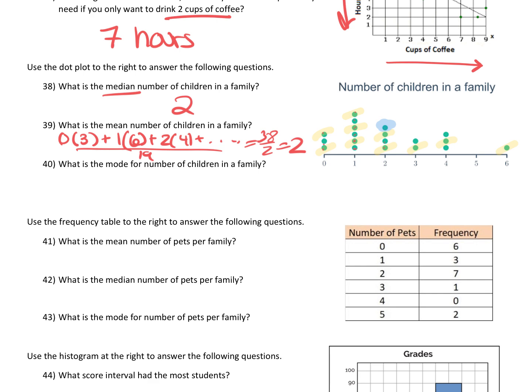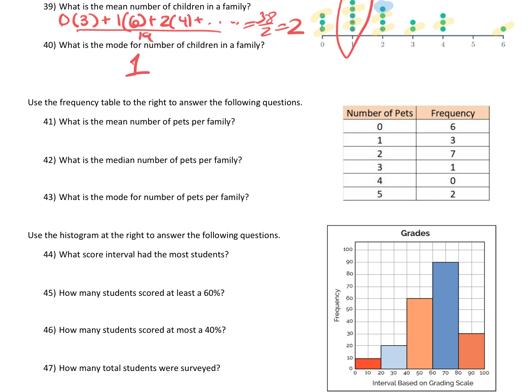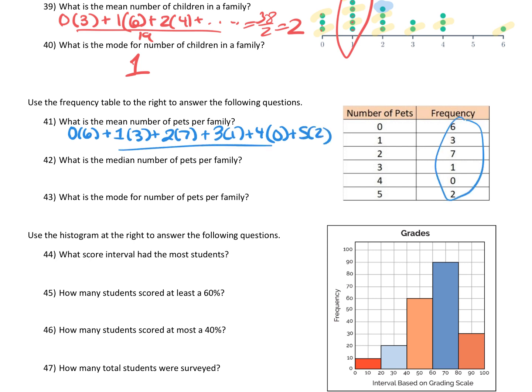Now the mode is which one shows up the most. The biggest stack is 1. All right, mean of a frequency table. So remember, we're going to do 0 times 6 plus 1 times 3 plus 2 times 7 plus 3 times 1 plus 4 times 0 plus 5 times 2, all divided by the total here, which is 9, 16, 17, 19. And so that's going to give us a mean of 1.6.